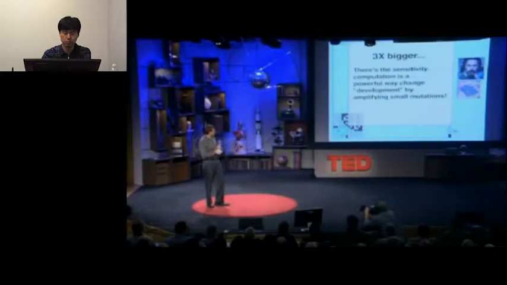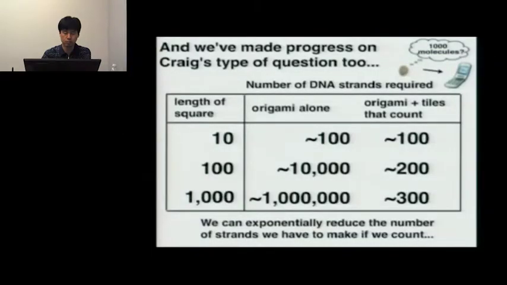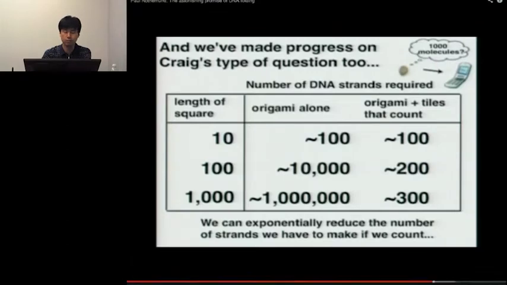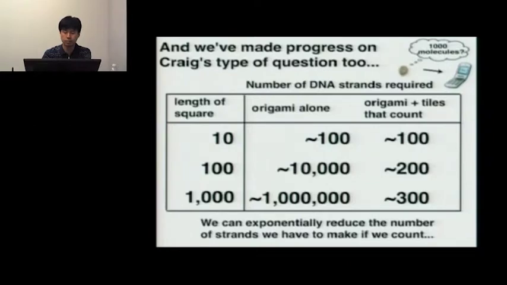Now, using counting to compute and build these kinds of things by this kind of developmental process is something that also has bearing on Craig Venter's question. So you can ask how many DNA strands are required to build a square of a given size. If we wanted to make a square of size 10, 100, or 1,000, if we use DNA origami alone, we would require a number of DNA strands that's the square of the size of that square. So we need 100, 10,000, or 1,000,000 DNA strands. That's really not affordable. But if we use a little computation, origami plus some tiles that count, then we can get away with using 100, 200, or 300 DNA strands. And so we can exponentially reduce the number of DNA strands we use if we use counting, when we use a little bit of computation.